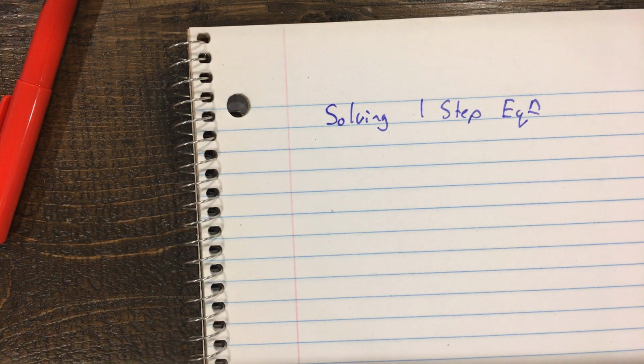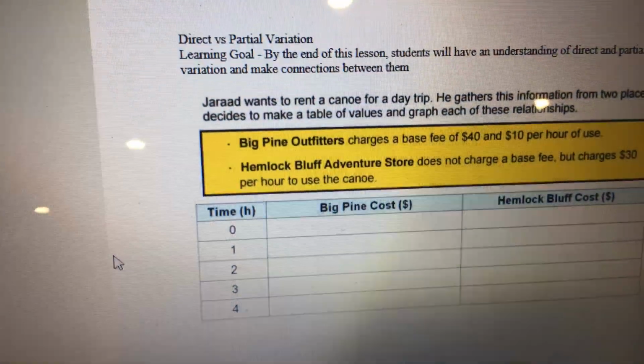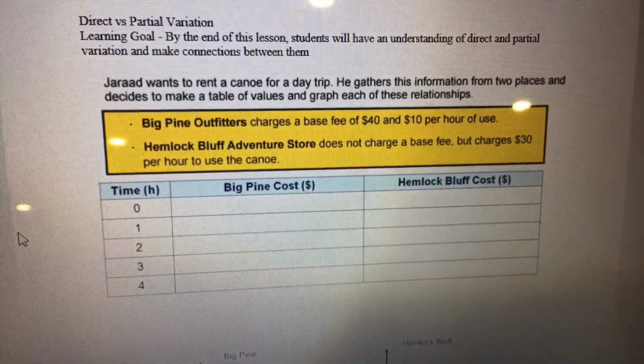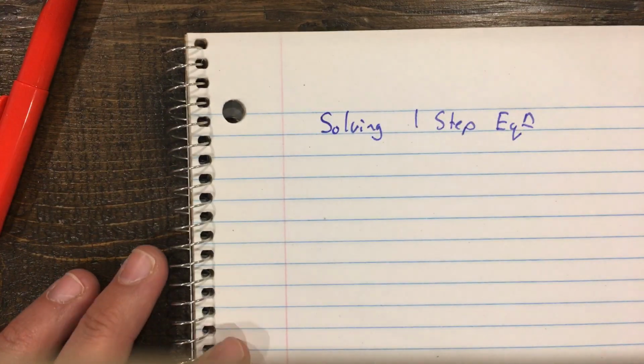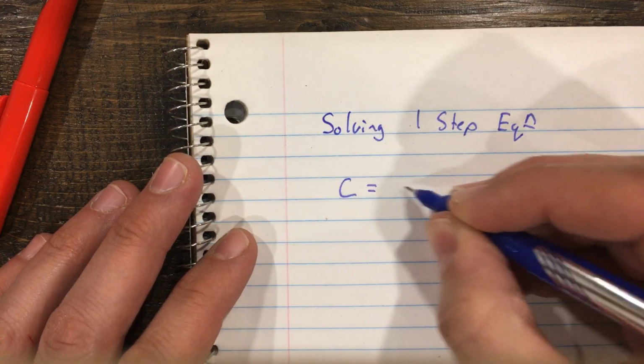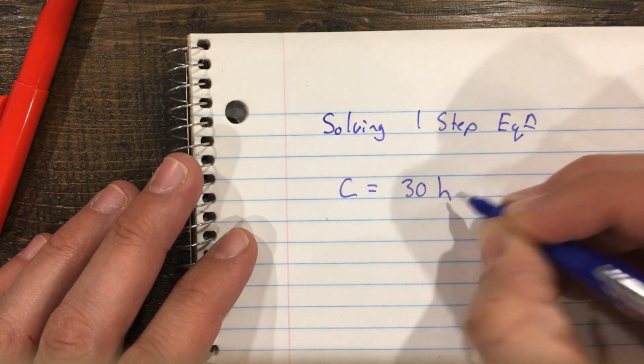So this week, we're not moving away from linear relations, but we're getting more into the algebra of it, and we're looking at solving one-step equations. And to do this, I'm going to go back to our example of Hemlock Bluff. Remember Hemlock Bluff and Big Pine? Well, Hemlock Bluff does not charge a base fee, but they charge $30 per hour to use their canoe. So from that, we knew that the cost for Hemlock Bluff was $30 per hour.